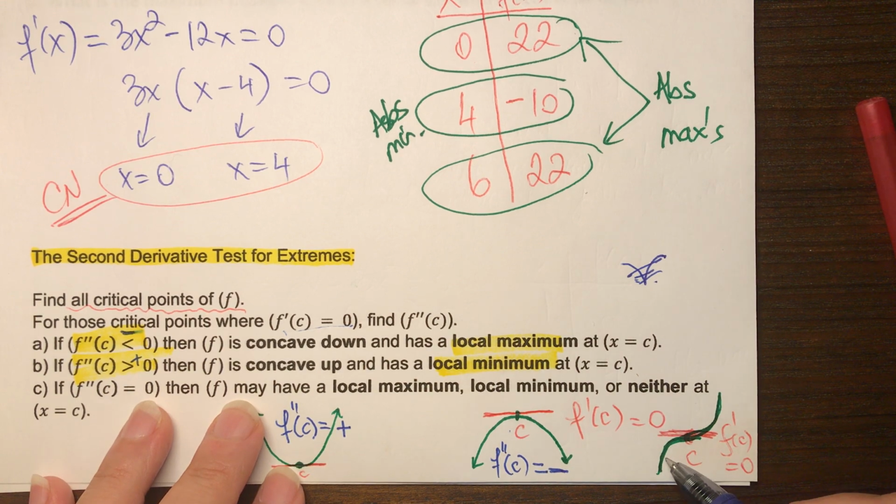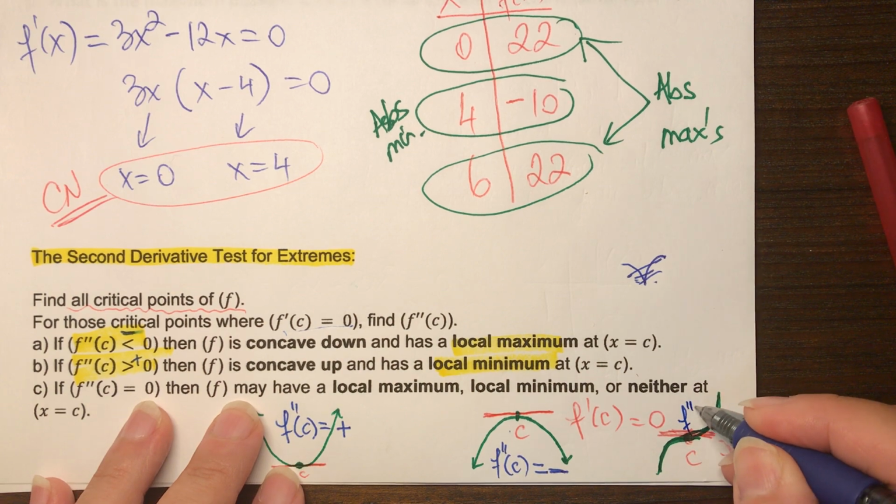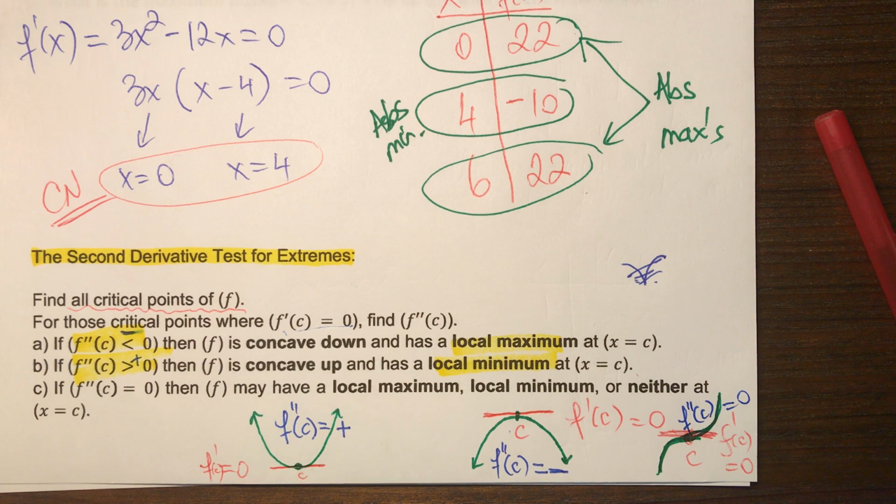Why? Because the graph has turned from looking down to looking up. So what happens? The second derivative is also 0, right? So it really turned into neither a min nor a max. It's one of those points like the cubic function creates, right?